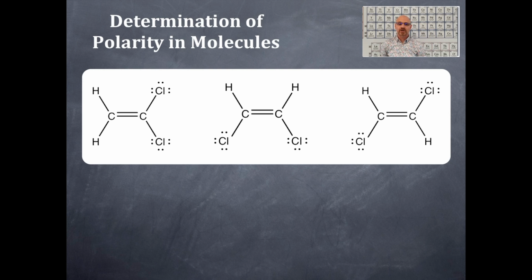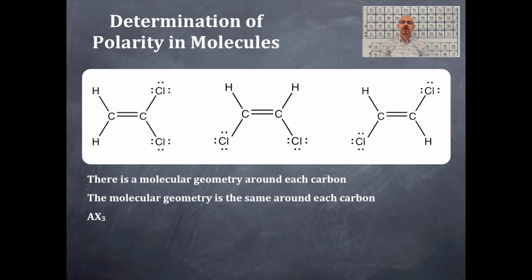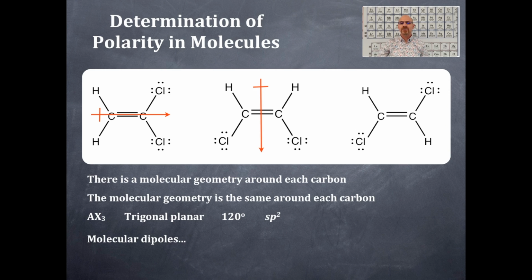Okay, hopefully that's working well for you. There is molecular geometry around each carbon, and that is trigonal planar. Molecular geometry is the same around each carbon. It is AX3. That's trigonal planar. It is 120 degree bond angles. It's sp2 hybridized in all 3 examples. The molecular dipoles are right here, and there's no net molecular dipole for that trans-like structure. So therefore, the first cis structure is polar, the second cis structure is polar, and that third structure is non-polar. I'm hoping that I'm answering all your questions right there. Okay, you should be able to determine the polarity of molecules based on this one lecture.